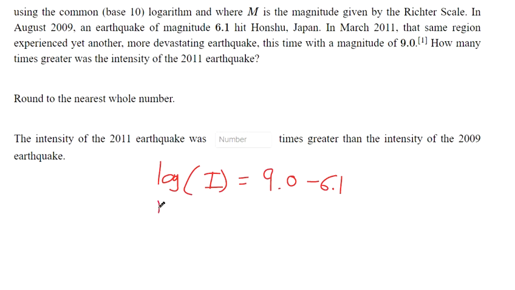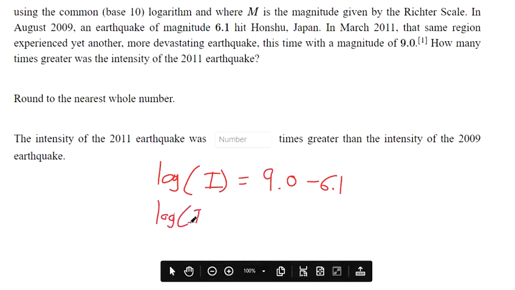Okay, so simplifying the right side, we just have to subtract those. 9 subtracted by 6.1 gives us 2.9.